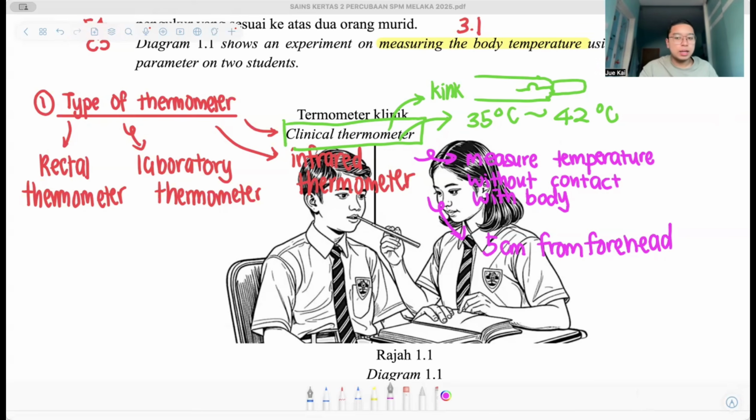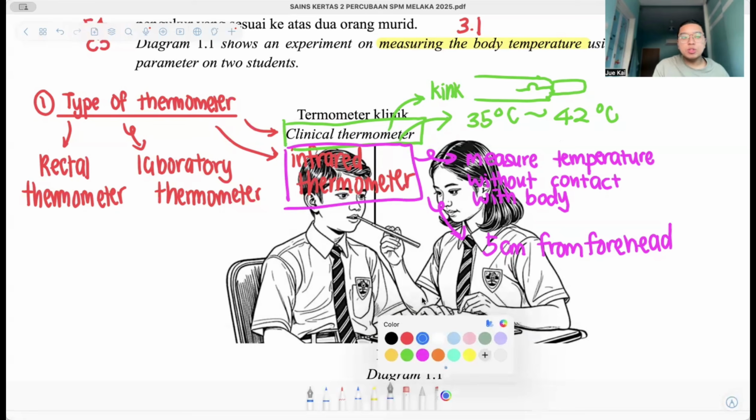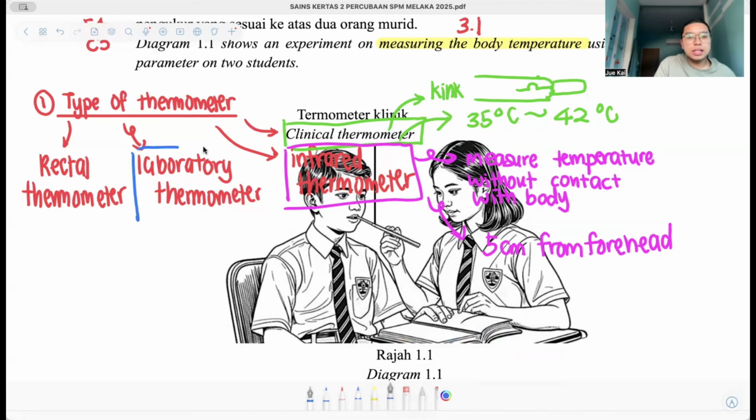This is the infrared thermometer. I'm just giving you short notes, confirm it will come out in the exam. So, for the infrared thermometer I use pink color, and for the laboratory thermometer I use blue color. If you want to screenshot later, I will give you a screenshot. No worries.